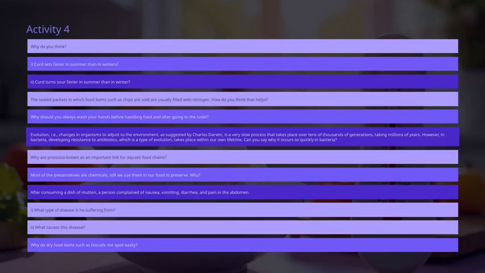coli, or sometimes parasites. Finally, why do dry food items like biscuits not spoil easily? Because they contain very little moisture, which inhibits bacterial and fungal growth, keeping them preserved for long periods without refrigeration. That covers all these interesting points about food safety, preservation, and the role of microorganisms in our environment.